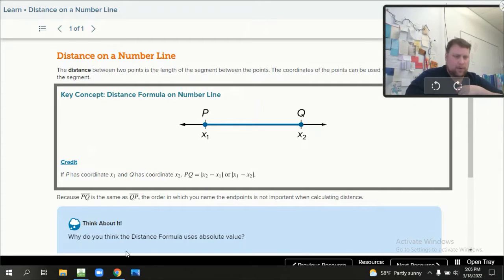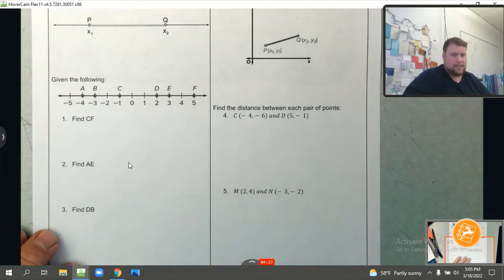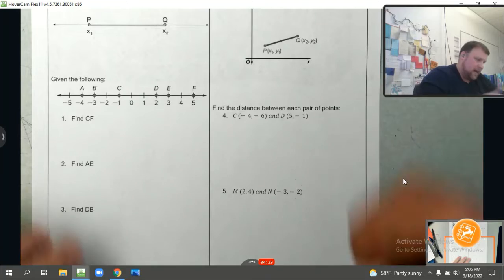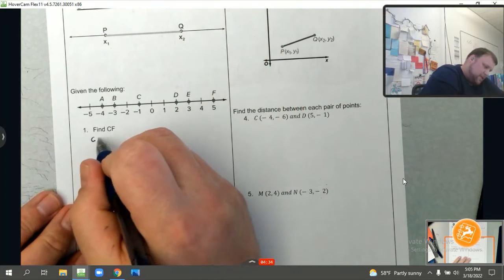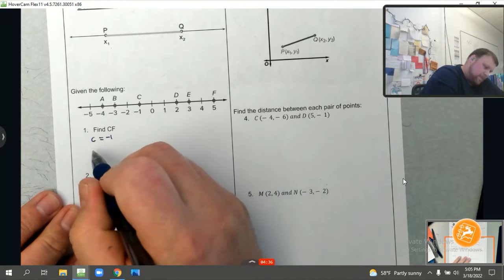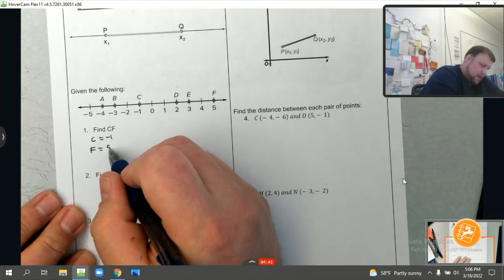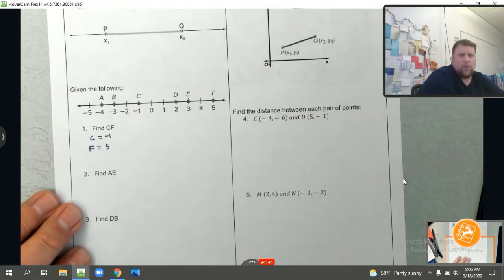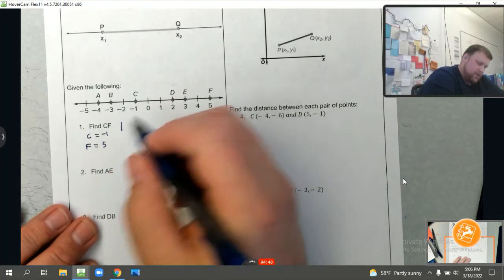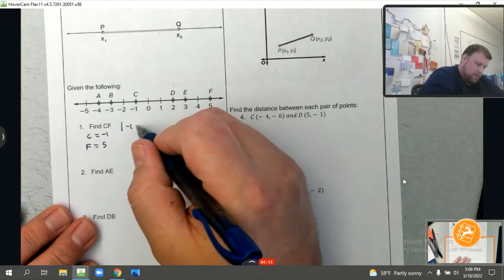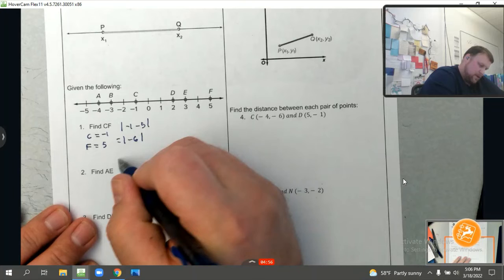I'm going to go back to our notes. And let's take a look at some examples. So it says find CF. And what do we see? We see that C equals -1 and F equals 5. And I'm going to do this 2 different ways to show you why the absolute values matter. Okay? So we're going to do the absolute value. We're just subtracting the x values. -1 minus 5, which equals the absolute value of -6, which equals 6.